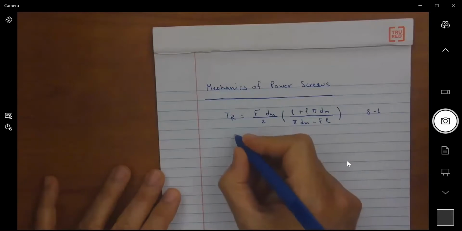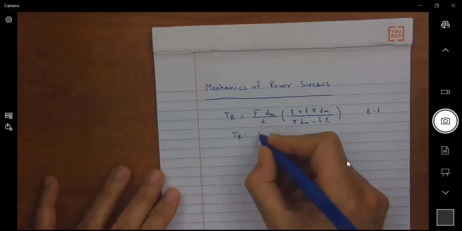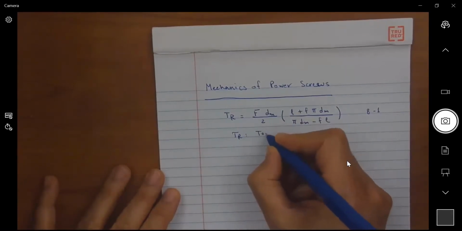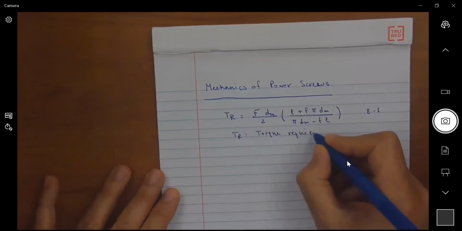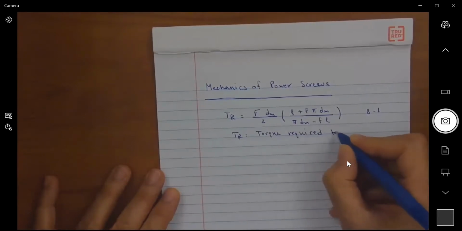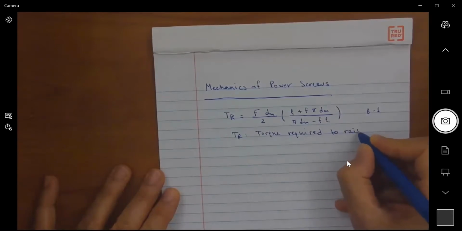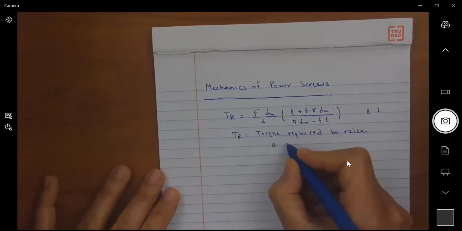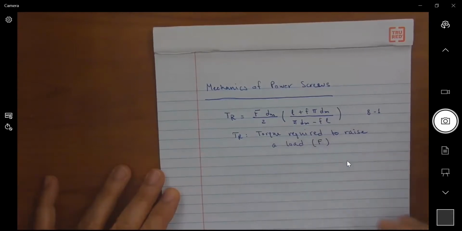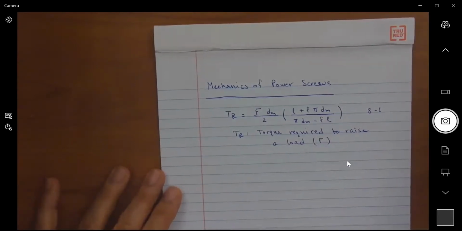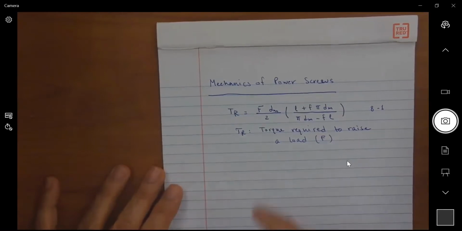So this TR is the torque required to raise a load that has a weight F, or is applying a force F on the power screw.